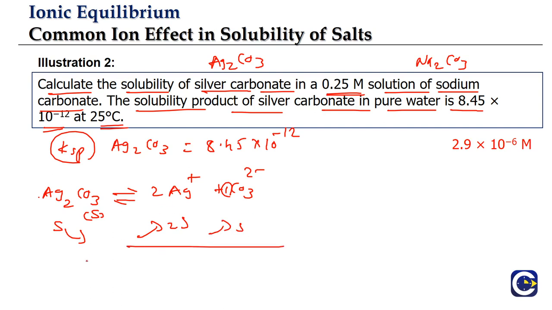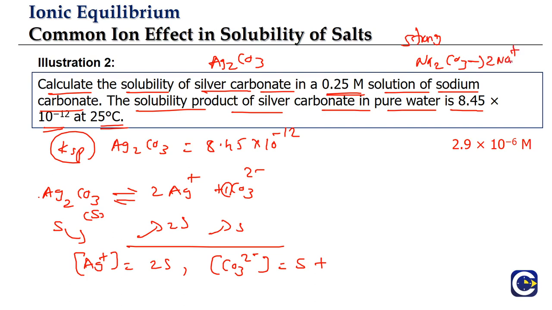So the Ag plus ion concentration will be 2S, and CO3 2 minus ion concentration will be S plus something. Why is this something going to come? Because we are having the common ion effect. What is the common ion effect here? The carbonate ion is also coming from Na2CO3 dissociation. Na2CO3 is a strong electrolyte, means whatever Na2CO3, it is going to dissociate into 2 Na plus and CO3 2 minus.